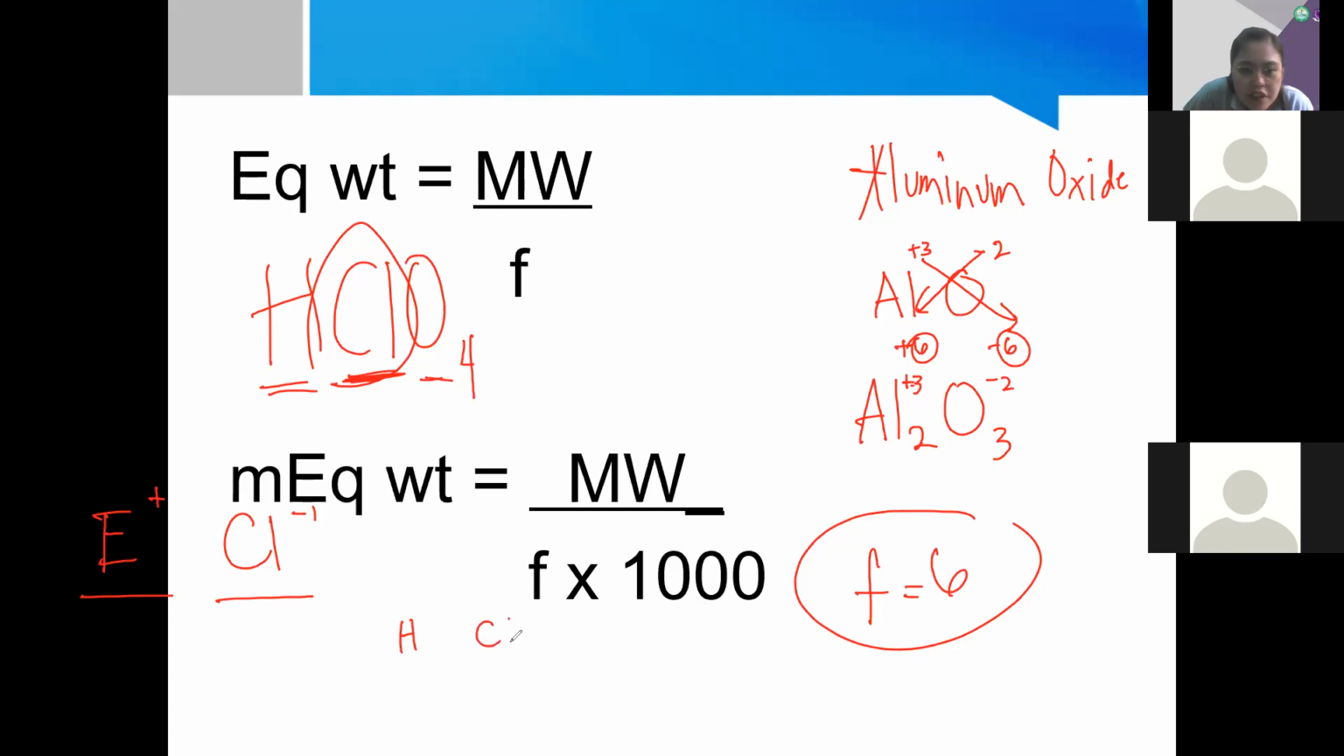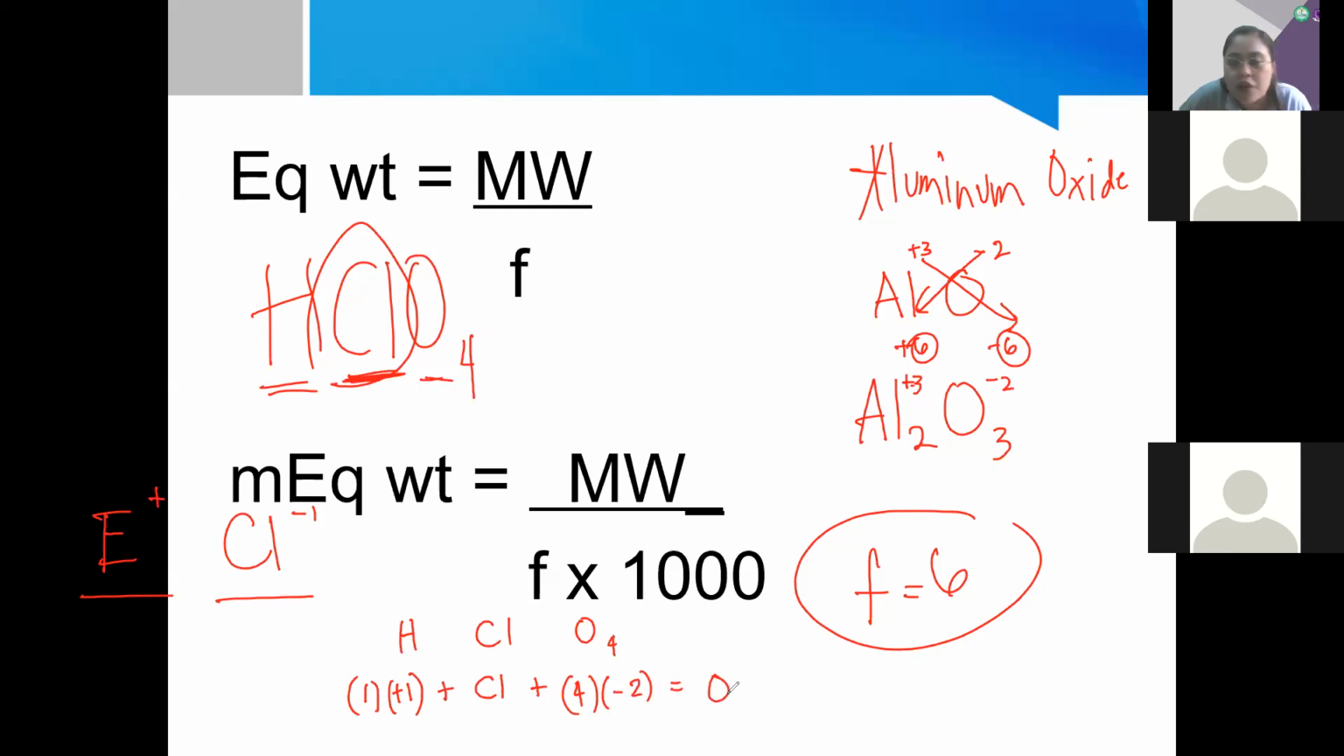Hydrogen, chlorine, and 4 oxygen. What you will do is identify how many atoms there are. Hydrogen is one, and the charge of hydrogen is positive 1. Then add it to chlorine, plus 4 atoms of oxygen, and we know that oxygen is negative 2.